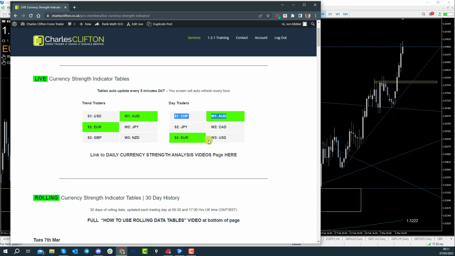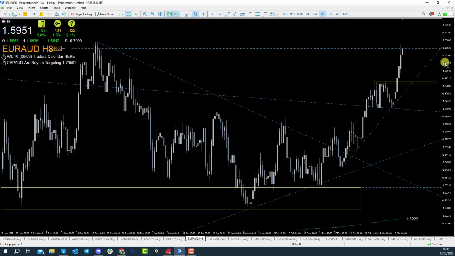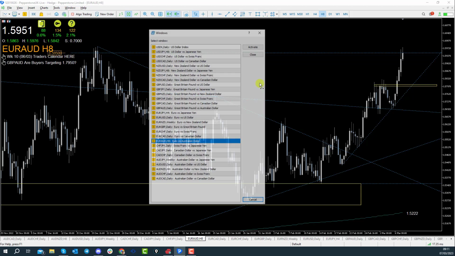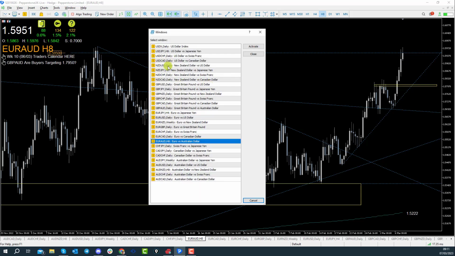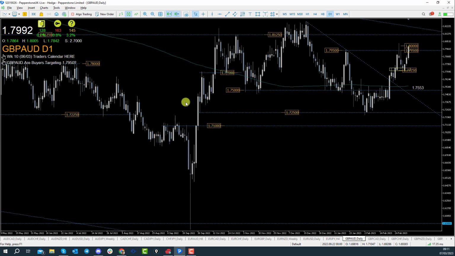All we need to do is mark up that support zone. If price comes back, we could look for further entries long as it still remains on the tables. So like I said, I'm going to cover some other pairs today, including Aussie Swiss. However, I do want to talk about Pound Aussie.